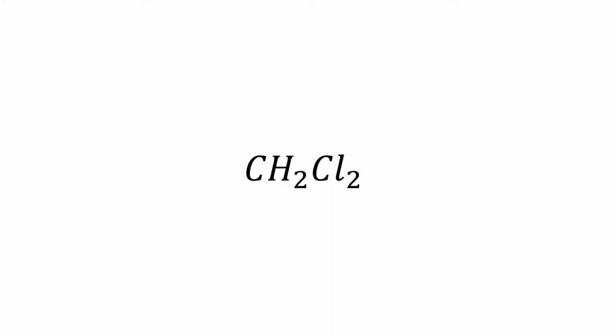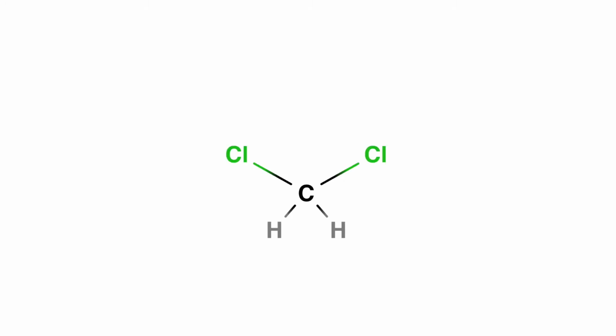Dichloromethane. Dichloromethane is a molecule made of these pieces: one carbon atom, two hydrogen atoms, and two chlorine atoms put together like this. A more streamlined way of depicting the molecule is with a skeletal structure. In skeletal structures, carbon atoms are replaced by kinks in the chain of a line, and the hydrogens on them are implied.